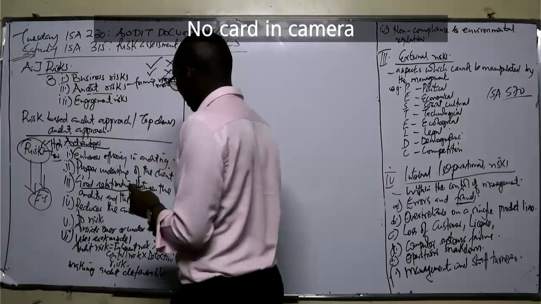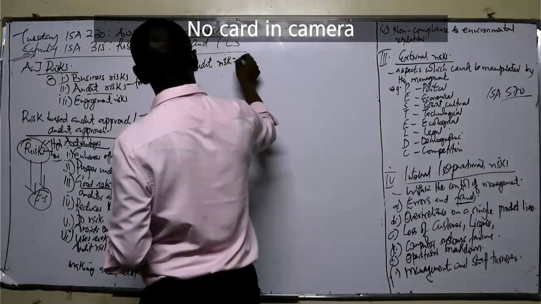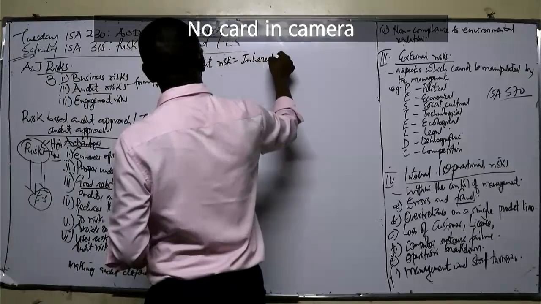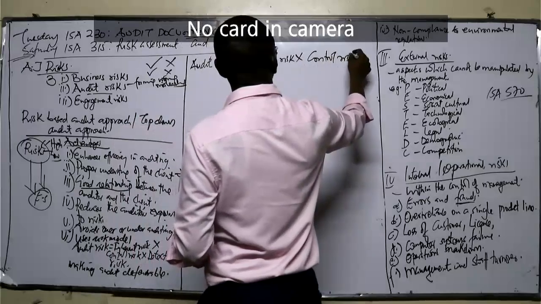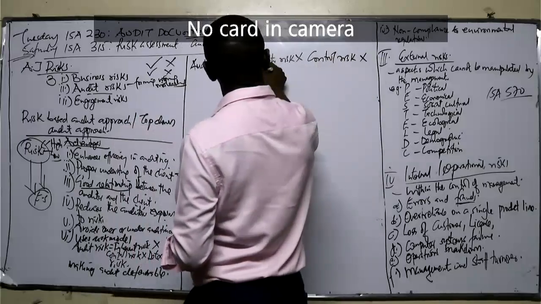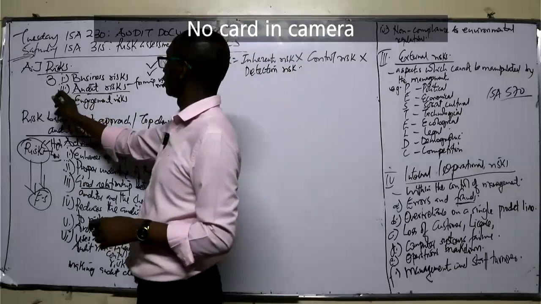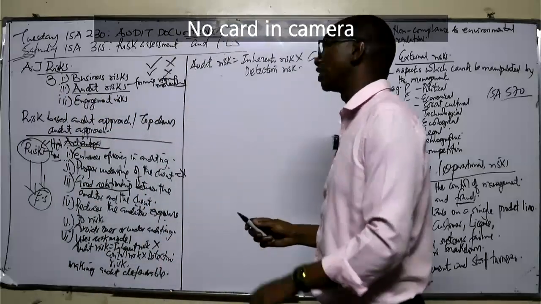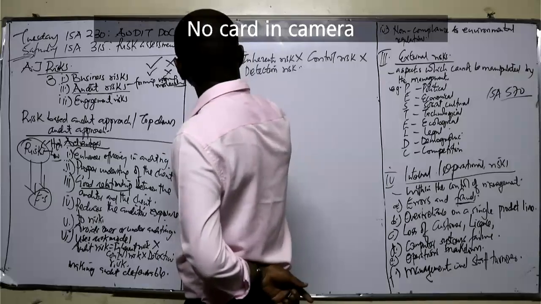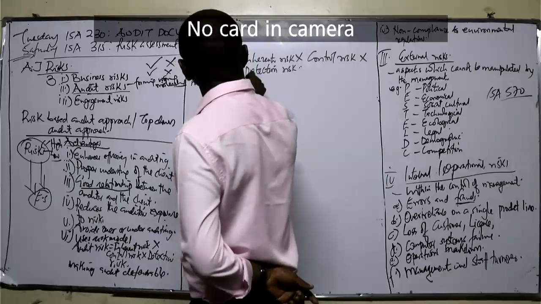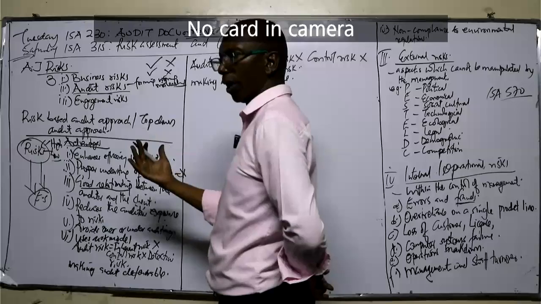Audit risk equals, let me write it here. Audit risk equals inherent risk multiplied by control risk multiplied by detection risk. I'll explain what they are because they are the components of audit risk, making the audit exercise defensible. You are able to defend why.